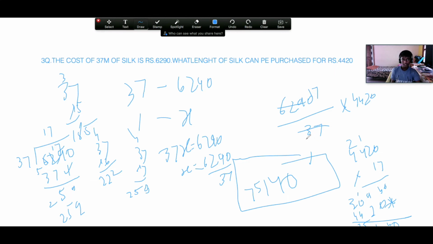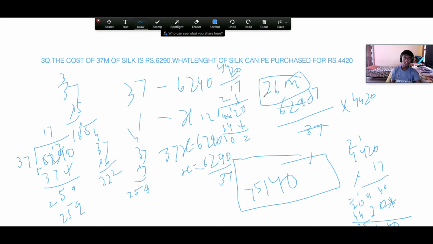So here we calculated first how many meters it can be. So now what should we do here, right? So 4420 by 17. 17 to the 34. Sorry, 10. 17 6. Yeah, now we got it. So it is 26 meters, friends.